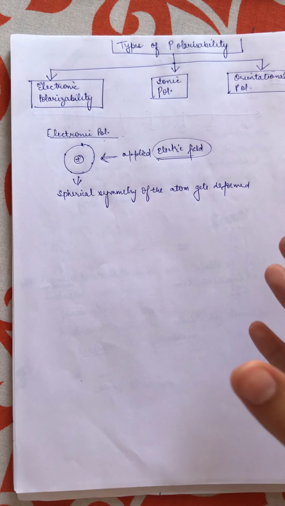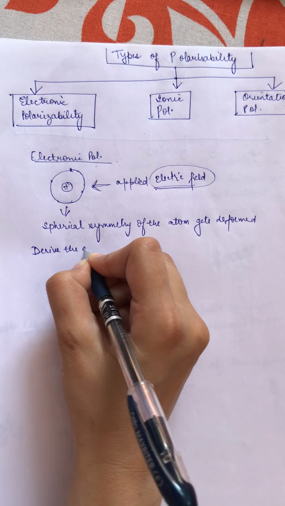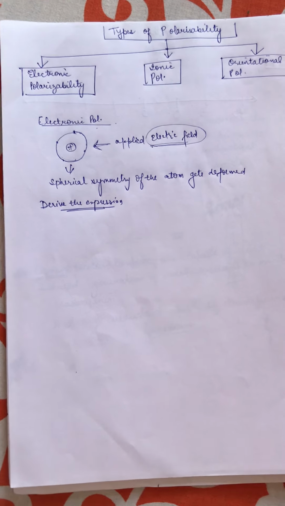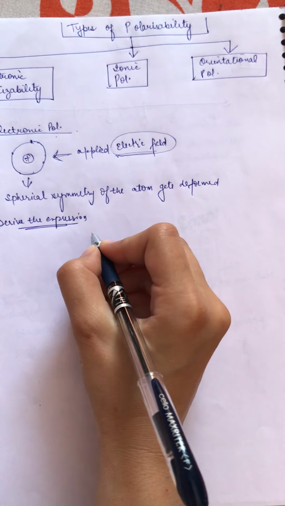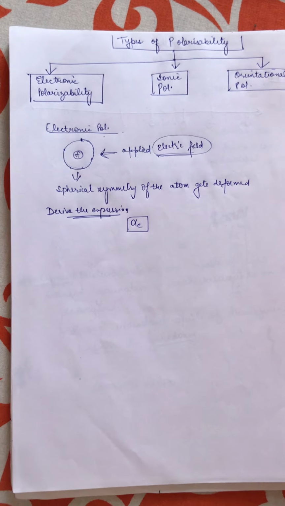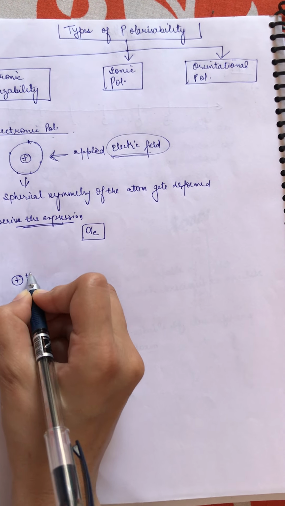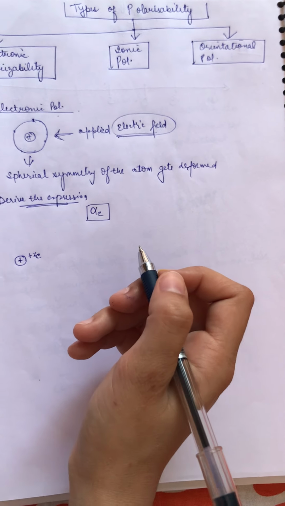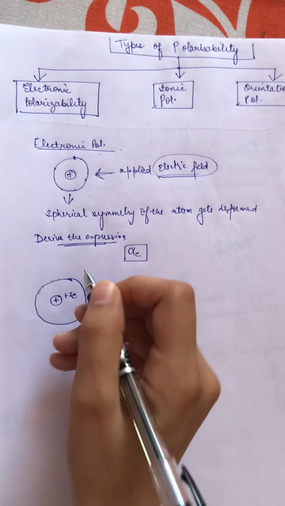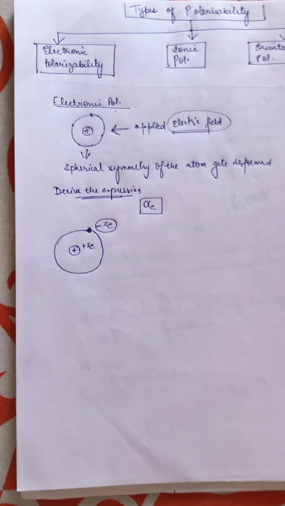Now we will derive an expression for the electronic polarizability. The electronic polarizability is denoted by alpha E. Now we will consider an atom with positive Ze nucleus charge, which is surrounded by an electronic cloud, and its charge is minus Ze.